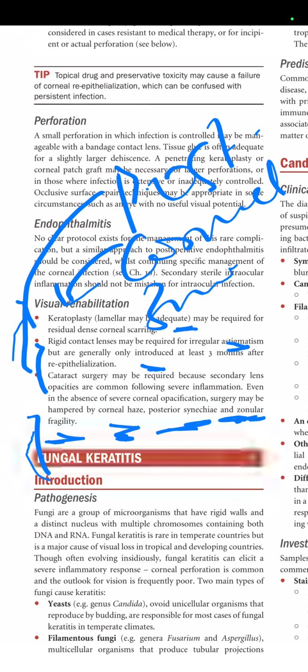We will continue with part 6 with fungal keratitis.